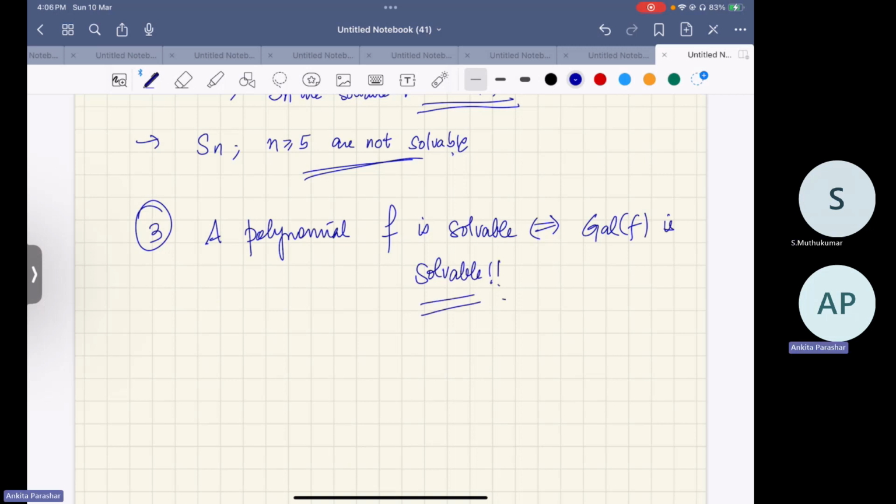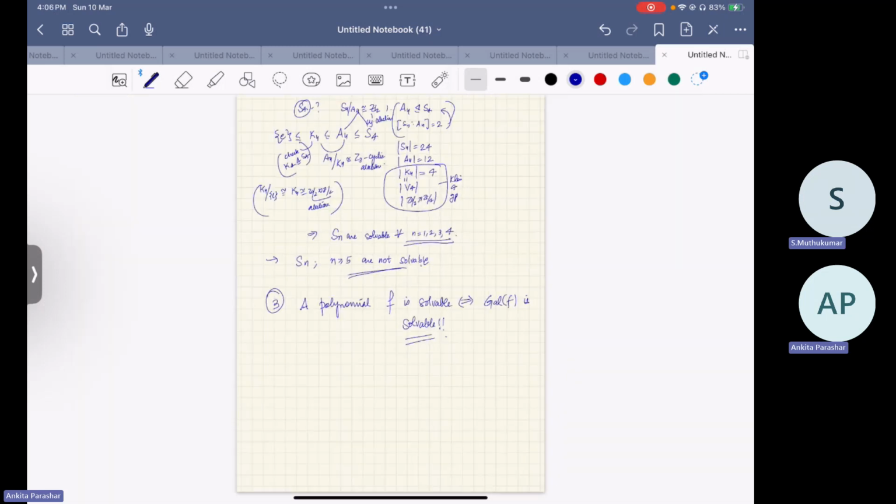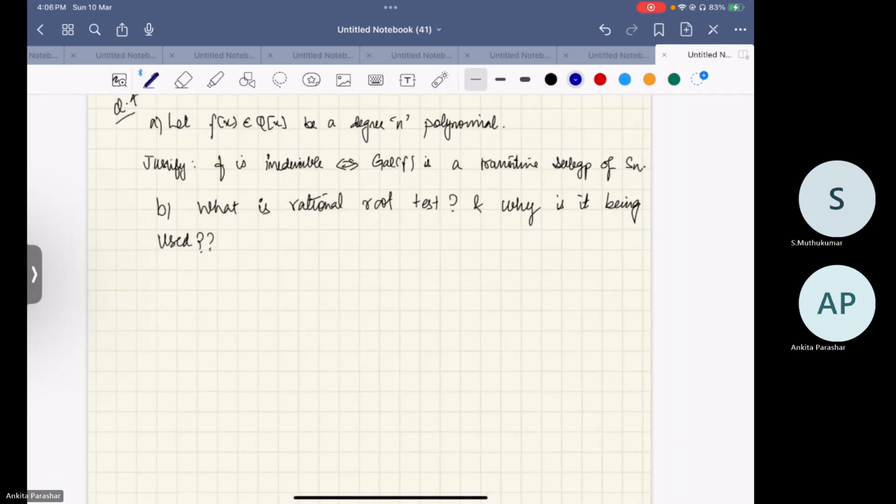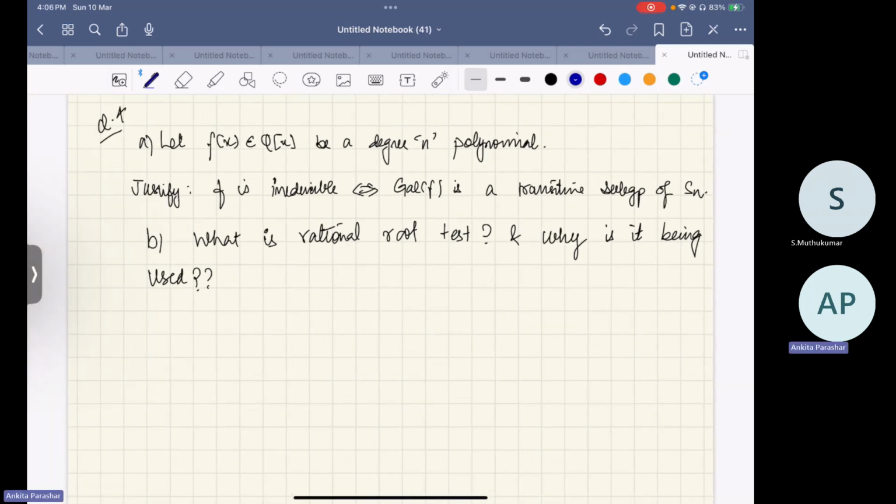And since we know S1, S2, S3, S4 are solvable, whenever the Galois group of a polynomial is one of these, we are sure the polynomial is solvable without checking whether its roots are solvable by radicals. Of course, this is a very nice and beautiful result. All right, so let's go to question 4.